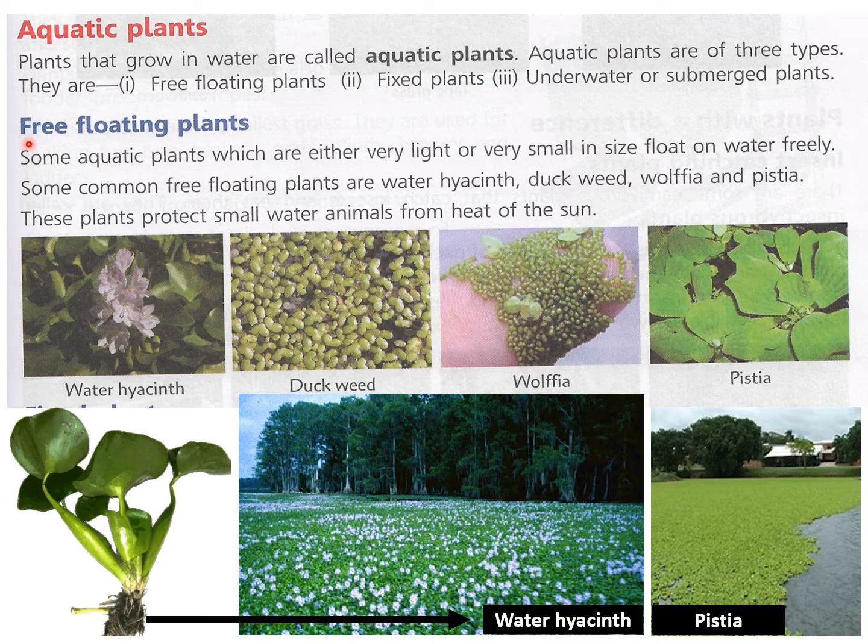Now you can understand by the name free floating plants. Free means that are not fixed and floating means जो तैरते हैं. So they are free floating plants. Some aquatic plants which are either very light or very small in size float on water freely. Now you can see how small these plants are.